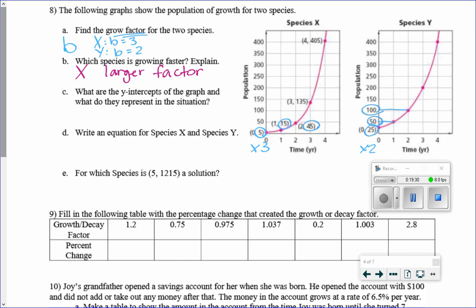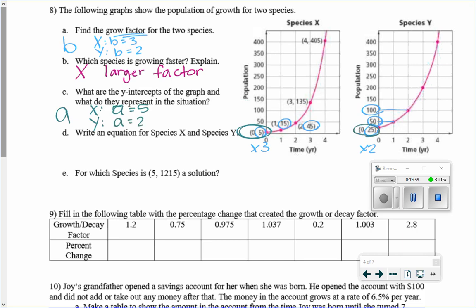All right, let's talk about the y-intercepts. The y-intercepts, that's our A value. So what's the y-intercept for X? Right here, that's 5. 15 will be after that first year. That would be like if it was a geometric sequence at first year. So A is 5, or we can write (0, 5). And then for species Y, it's going to be about 25.